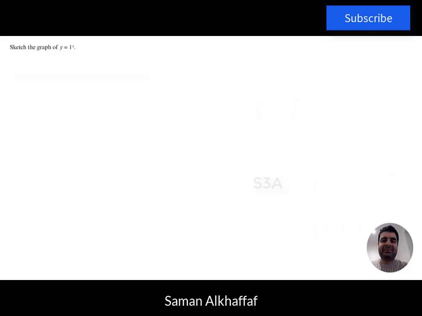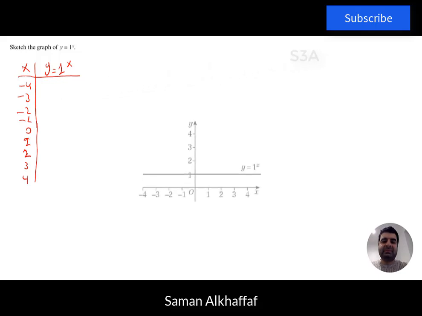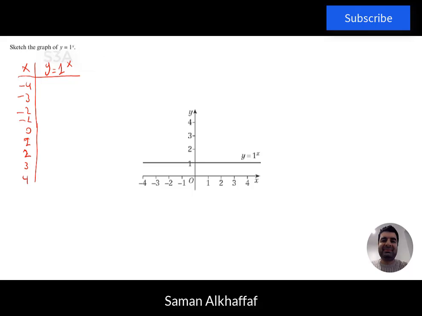In this example, we need to sketch the graph of y equals 1 to the x. So first we take values of x. For instance, minus 4, minus 3, minus 2, minus 1, 0, 1, 2, 3, and 4. And then we plot the values of 1 to the x. That can be shown in the graph here, and you can see the values will form a straight line across and will cross at the point 1, and this will be our answer for this question.